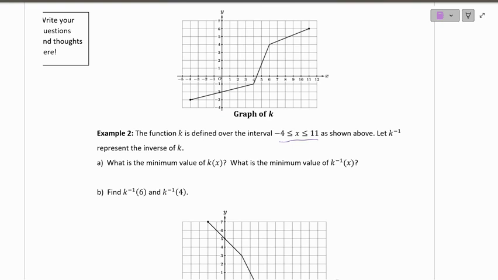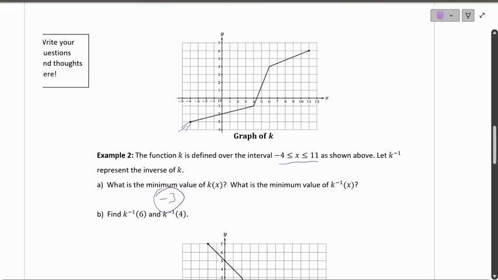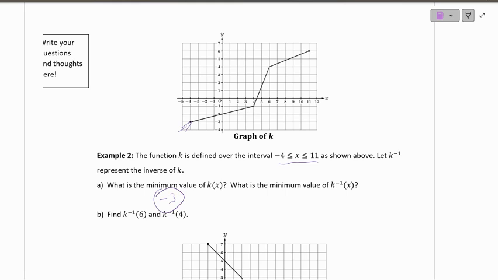So first question, what's the minimum value of k of x? Should be very straightforward, right? It's right there. So minimum value would just be -3. So it is the y value here. Now, when it starts asking about inverse of k, which the next part of this question does, and then part B also does, it might be helpful. You don't necessarily have to do this, but it might be helpful to actually draw out our inverse.